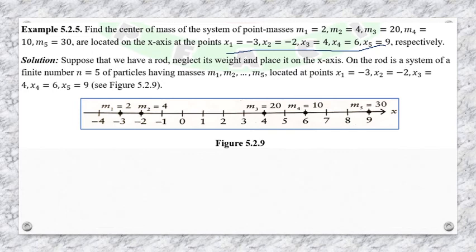Suppose that we have a rod, neglect its weight, and place it on the x-axis. On the rod is a system of a finite number n equal to 5 particles having the masses m sub 1 to m sub 5 located at x sub 1 to x sub 5. Okay, so in this figure, let's say for example, ito yung rod natin, nakalagay siya dito sa x-axis. Yung m sub 1 natin is located at negative 3. Yung m sub 2 is located at negative 2. M sub 3 is located at positive 4. Okay? Ito yung mga corresponding location niya, ha? And then m sub 4 naman is located at 6. M sub 5 is located at 30.